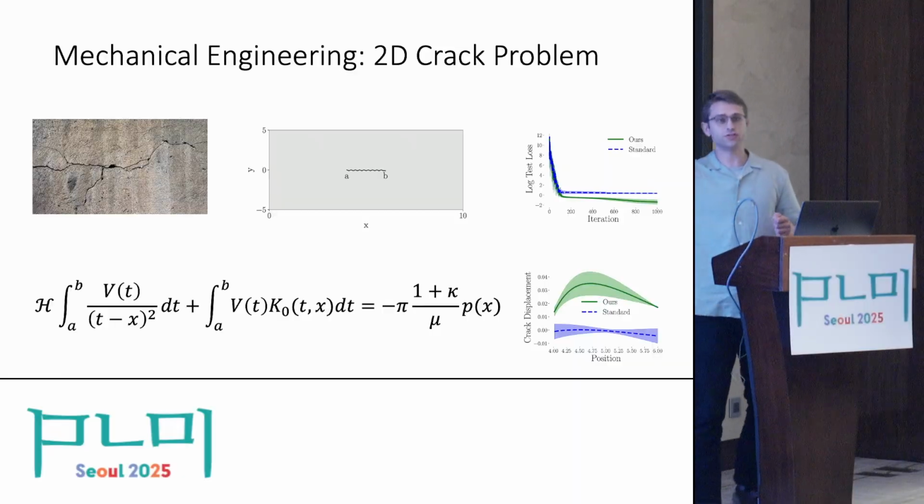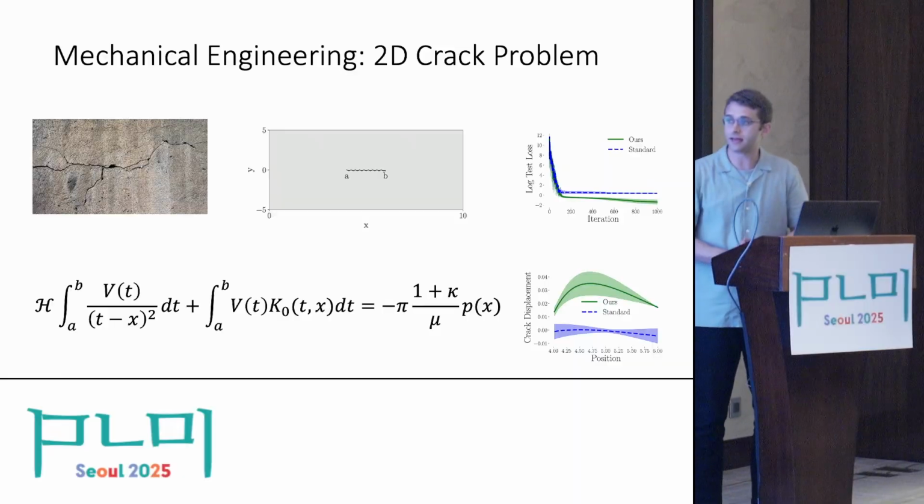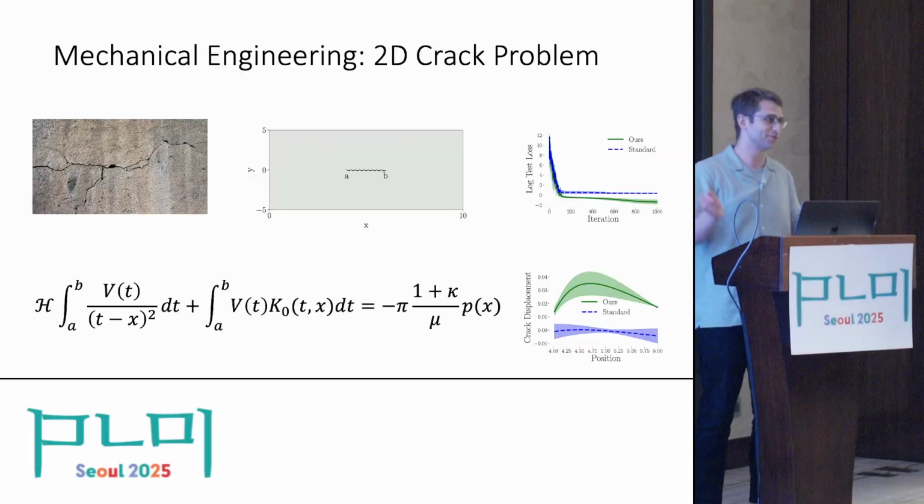And then we can also look at a 2D crack propagation problem. This one has a Hadamard finite part integral in it. It's another singular integral equation. We can go through the same process and see that the loss converges, and you get a reasonable answer.